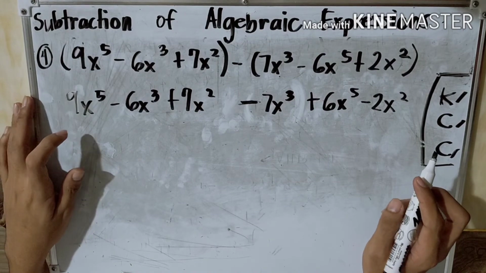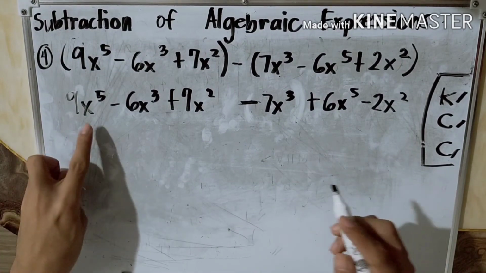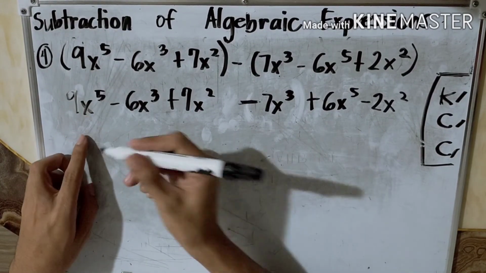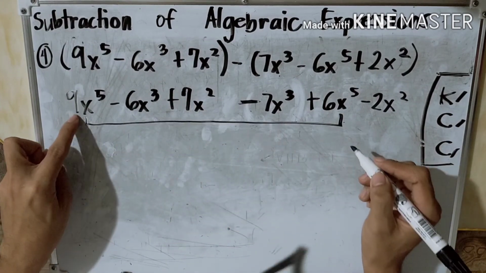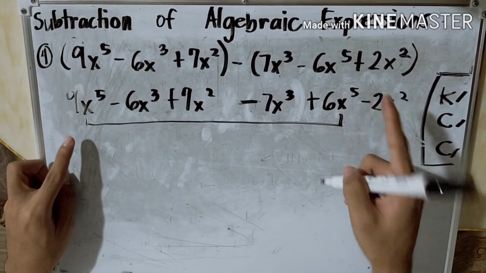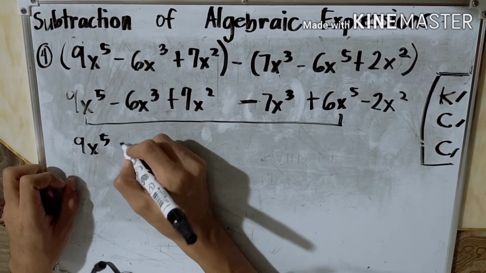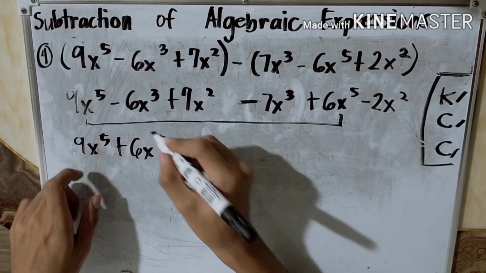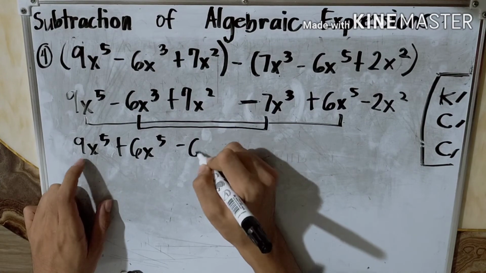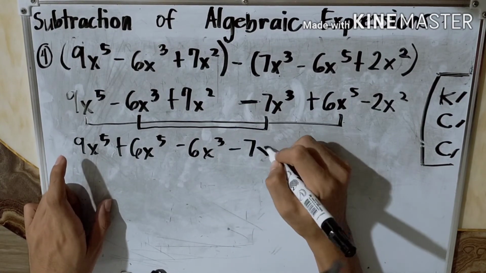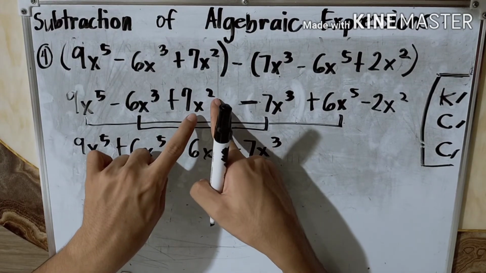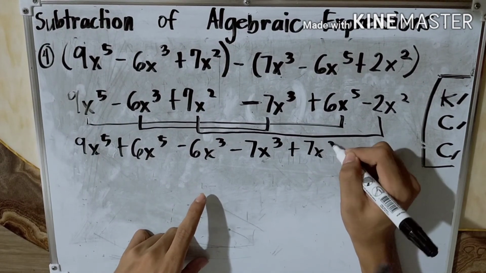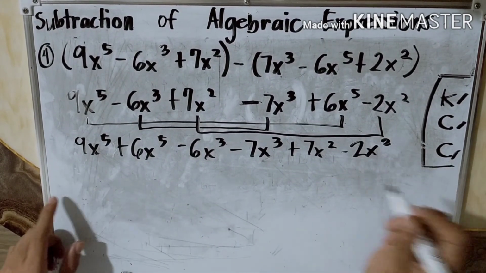Then, combine like terms. Pag sinabing like terms, sila yung similar terms, same variable, same exponent. So, tingin sa x to the 5th, meron ba siyang kasimilar? Meron. Okay, 9x 5th plus 6x 5th. Sulat mo lang 9x 5th plus 6x 5th. How about x cubed? May kasimilar? Meron. Sulat, negative 6x cubed minus 7x cubed. How about x squared? Meron din. Combine like terms. 7x squared minus 2x squared.